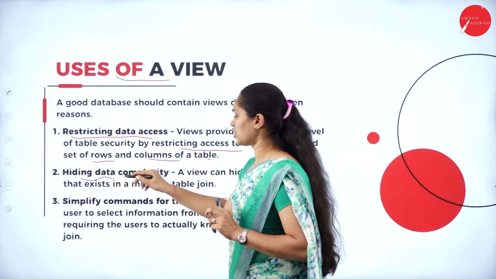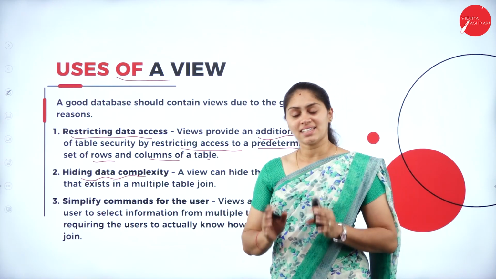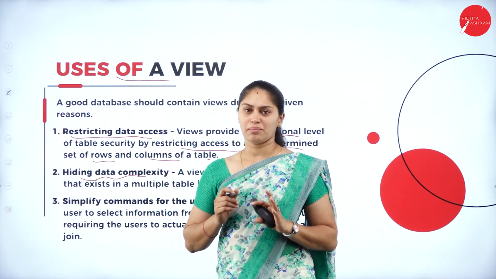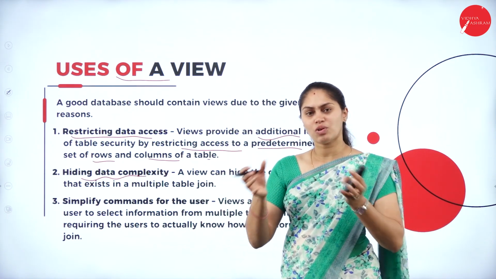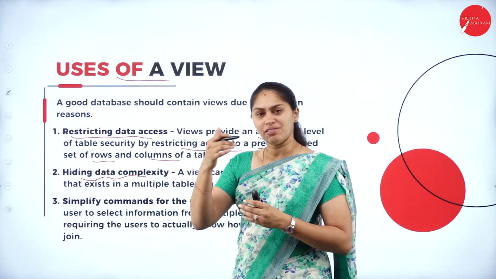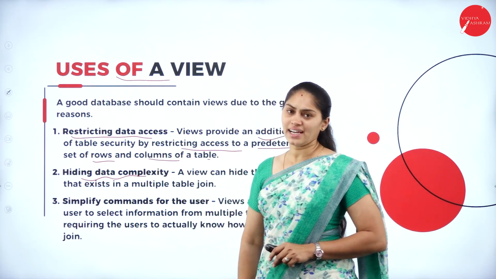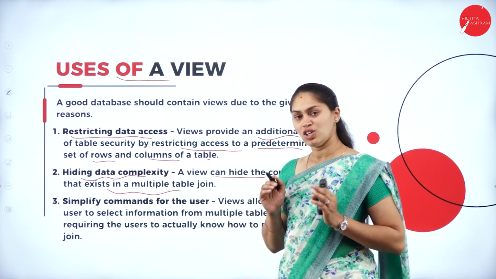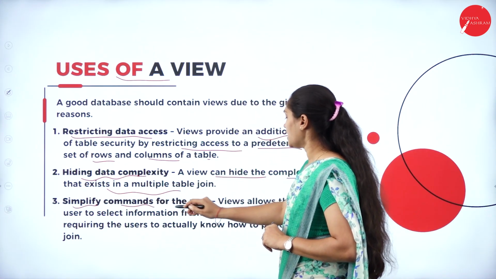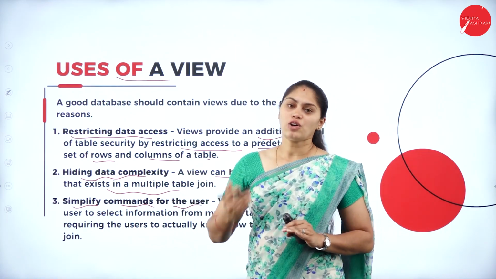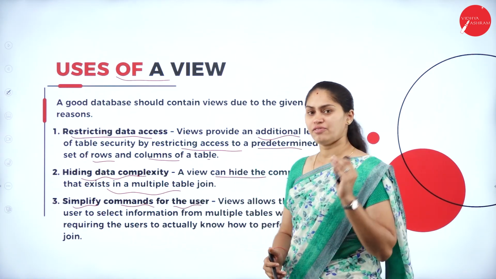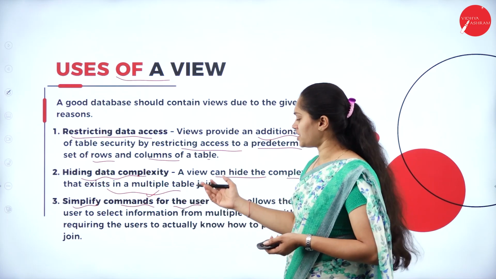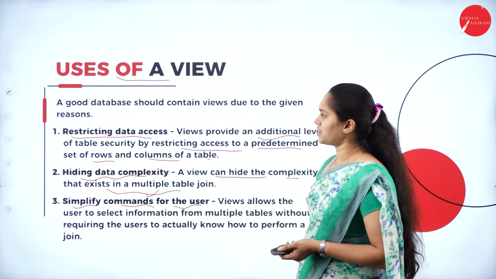Then hiding data complexity. Here you won't get to know the existence of the complexity. For example, I have 50 columns in one table and 40 columns in another table. But whichever columns are necessary, that is what I am fetching and making it one view. So it will reduce the complexity and hide the data complexity. It can hide the complexity that exists in a multiple table join. Then it will simplify the commands for the user. Though you don't know how to use join or how to write a query for join, if we use this view concept, then it will be easy to write the queries. So for the user, it will be an easy way of merging the columns and tables.